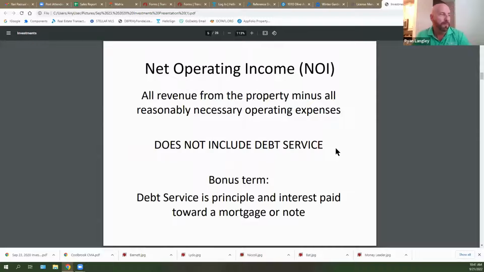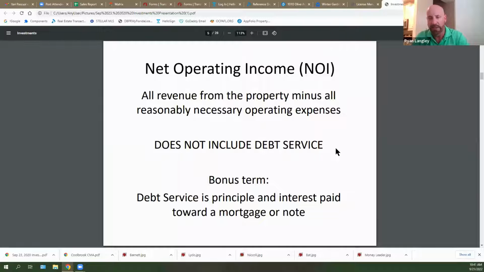Net operating income is all the revenue from the property minus all reasonably necessary operating expenses. It does not include debt service. So if you get a mortgage for something, it does not include it in your net operating income. Your net operating income is figured as though you paid cash for the property.